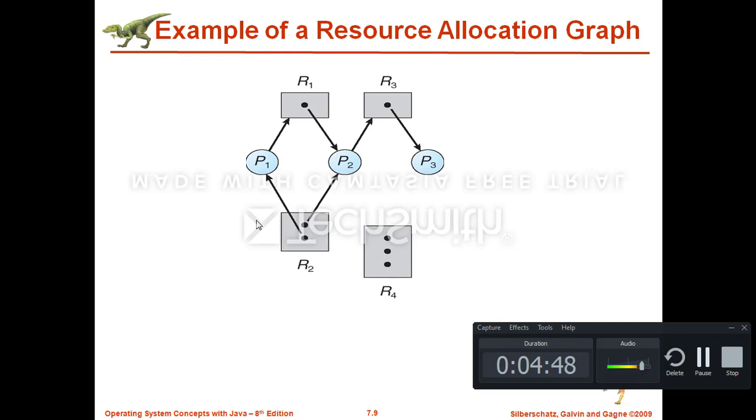Is there any deadlock in this system? No, because P3 is independent. Once P3 completes the execution, P2 will complete. Once P2 completes, P1 completes. So none of the processes are going to remain incomplete. All processes will complete.